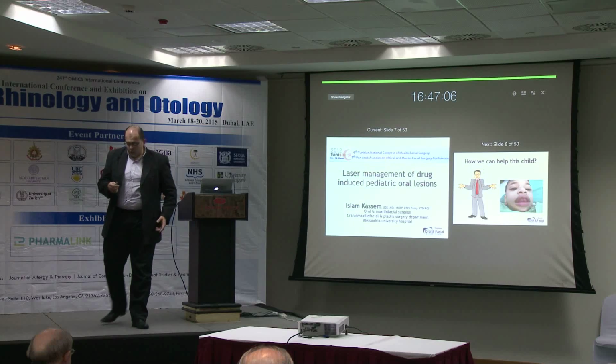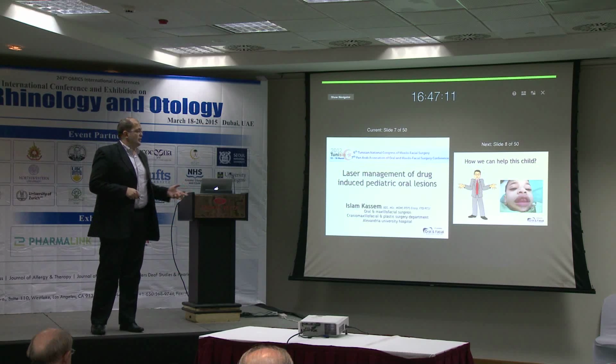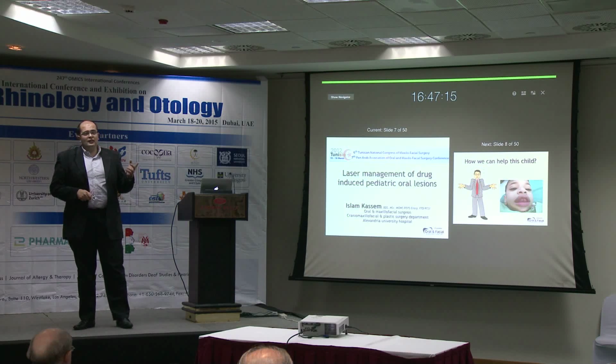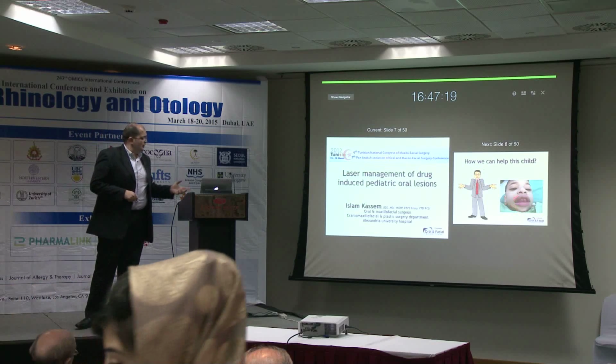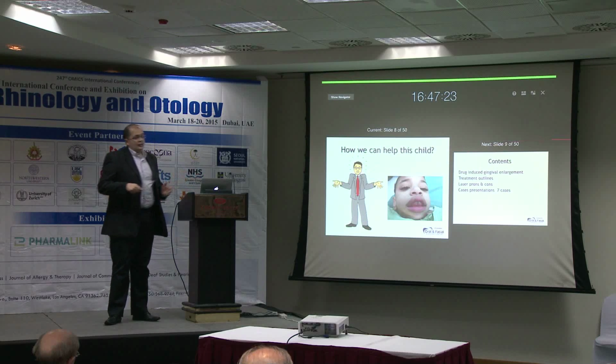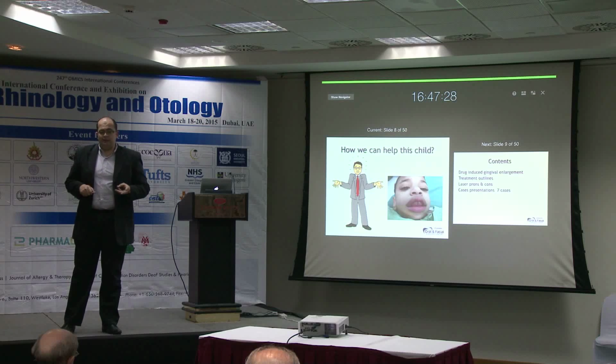This is the aim of my talk: how we can help this child. Six years ago, this child came to my office. He's 3 years old. He's autistic. He takes medication, and his parents complained of no visible teeth at all, plus obstructive sleep apnea.